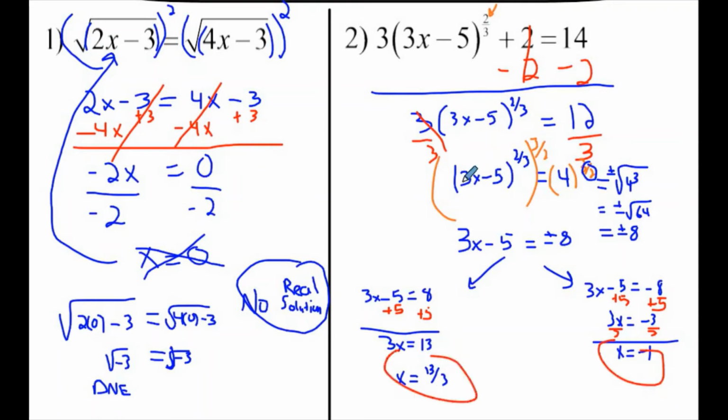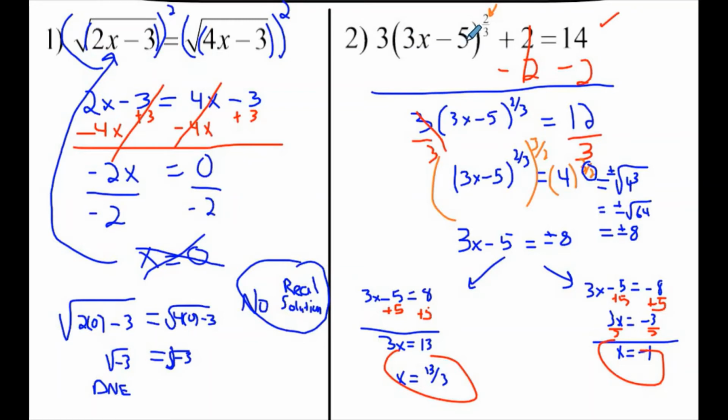They're both valid solutions. So if you check this in here, if you take 13, I'll just do it arbitrarily. If I take 13/3 and put it in here, the 3's cancel. So you get 13 minus 5, which is 8. The cube root of 8 is 2. 2 squared is 4. 4 times 3 is 12. 12 plus 2 is 14. So that works.